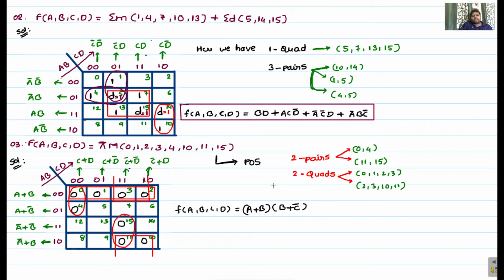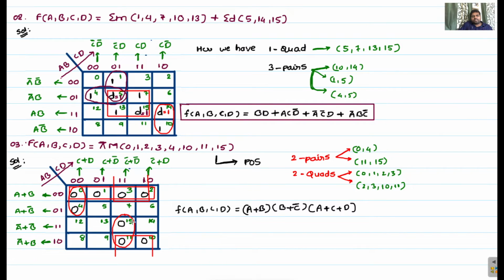And the next one is the 0 comma 4 pair. This pair has two rows, the 0 0 row and 0 1 row. Out of these two rows, the common element is A, so I will take A here. And next, if you observe columns, this will have only one single column, so I am directly taking C plus D here.